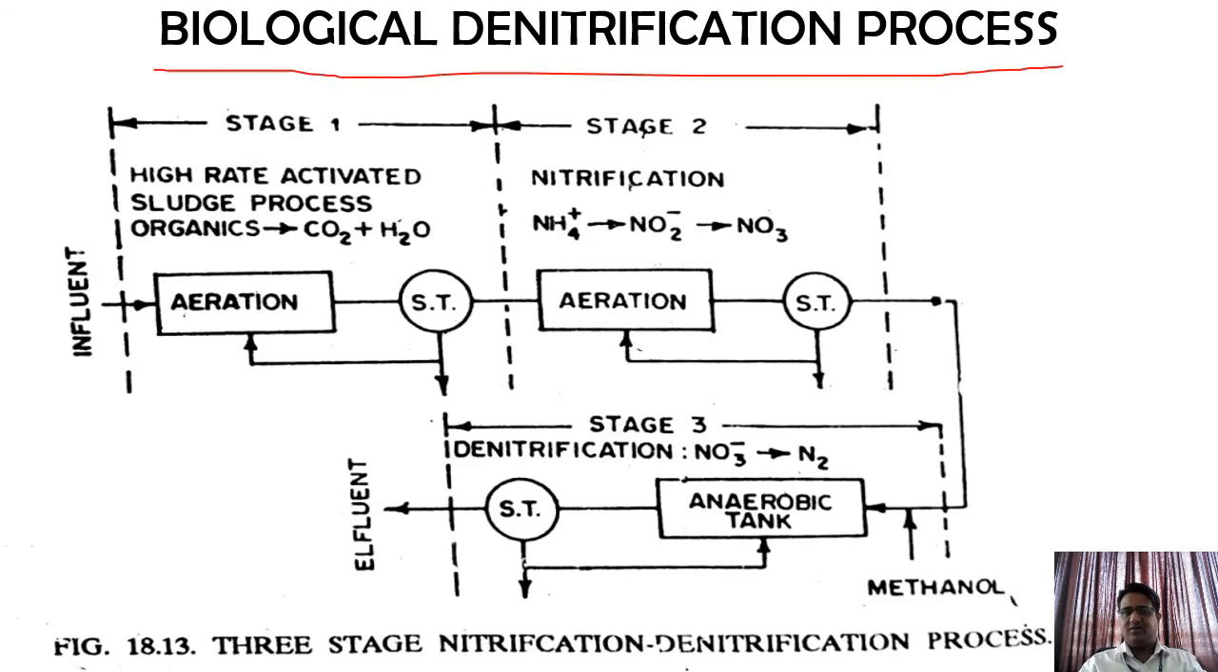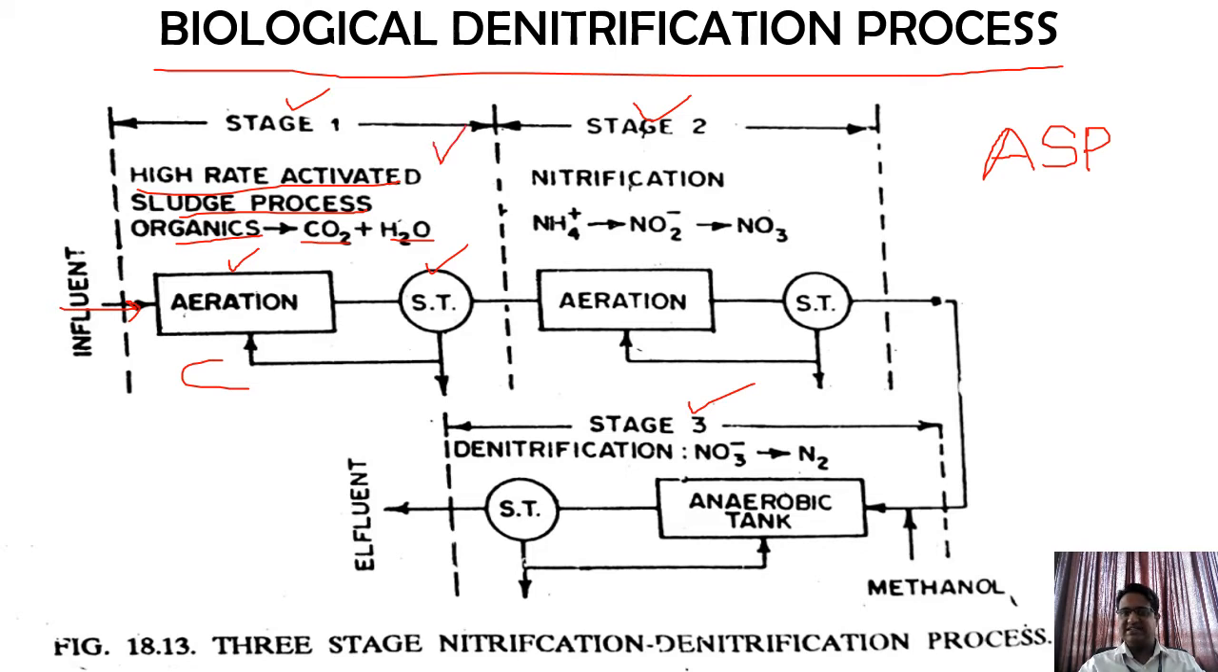Biological denitrification process. Again here if you check out, three stages have been mentioned: stage 1, stage 2 and stage 3. In all the three stages it has been explained again with respect to the activated sludge process. In this, influent is coming in, again we have an aeration tank, then we have a settling tank. In this, the high rate activated sludge process degrades organics. Carbon dioxide and water are released. This is nothing but your carbonaceous oxidation, which we have earlier discussed. So that is being completed in stage 1.